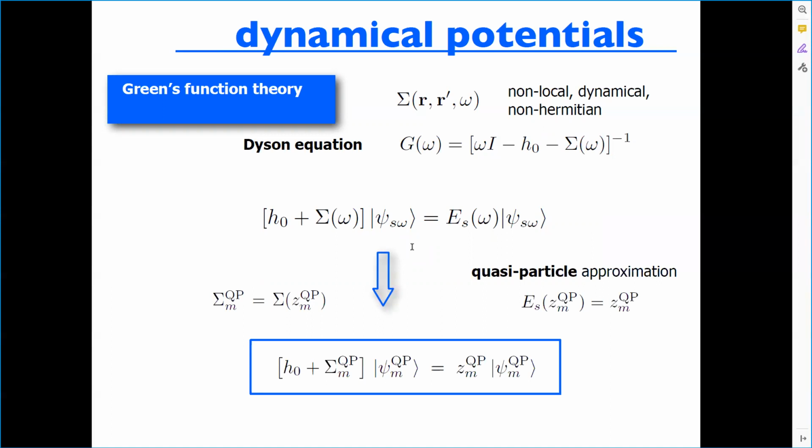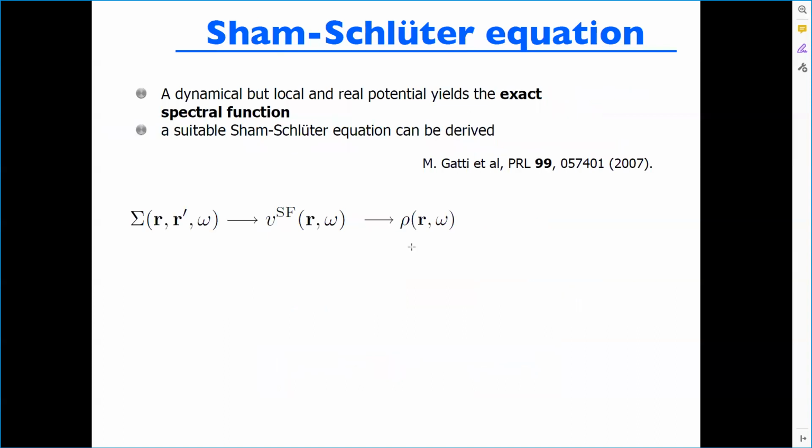You do a quasi-particle approximation, you just focus on the poles of the Green's function, and you get an equation like this, where each eigenvector has its own potential. So it is orbital dependent. Orbital dependent because of the frequency, and still also non-local and in principle non-Hermitian. But this extra complexity of non-hermiticity and non-locality is actually not strictly needed in the Green's function method, if you want just to describe the spectral density.